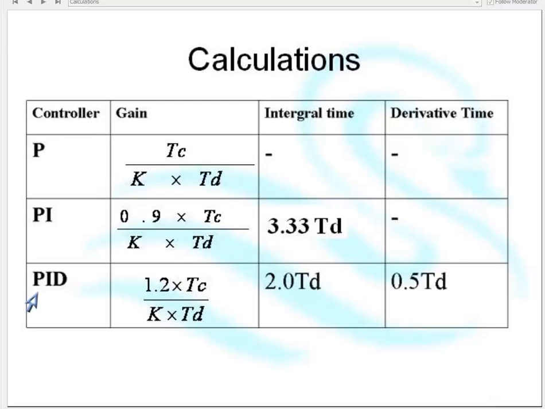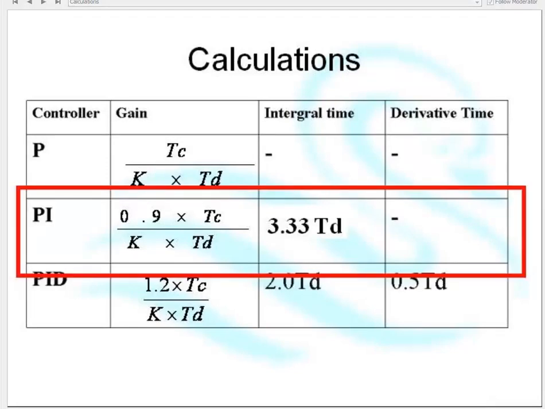Right, PI. And you know what? A lot of PLCs don't even give you a D term because nobody ever uses it. So we're going to use PI. We're going to use this row on the table. And to calculate the P, we're going to use this equation. This equation gives you the P value.